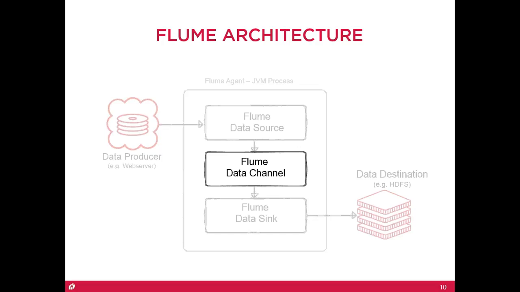Now, next you have the data channel. The data channel is a queue or passive storage that holds events, waiting for it to be consumed at the next stage. An event is placed into the data channel by a data source. Now, the data channel really helps Flume achieve that reliable and available aspect of data ingestion.